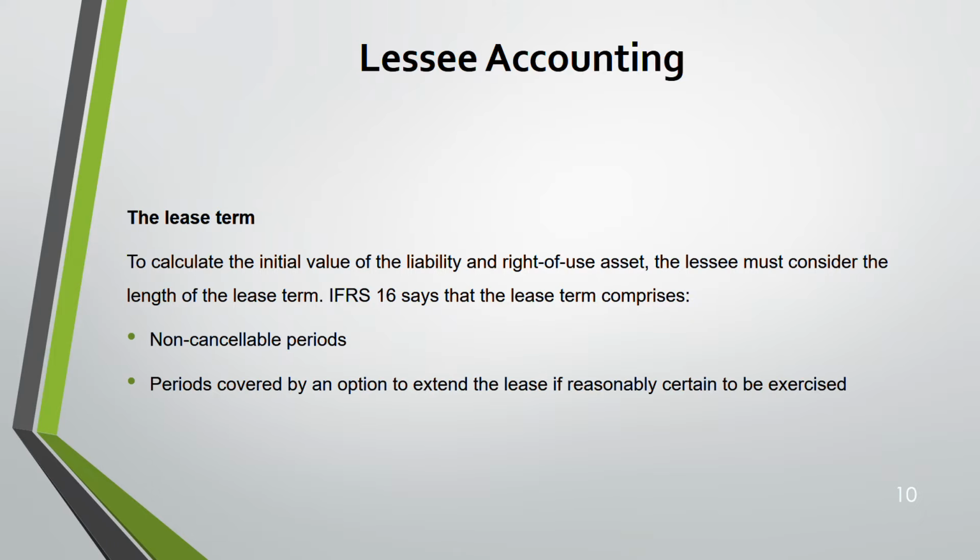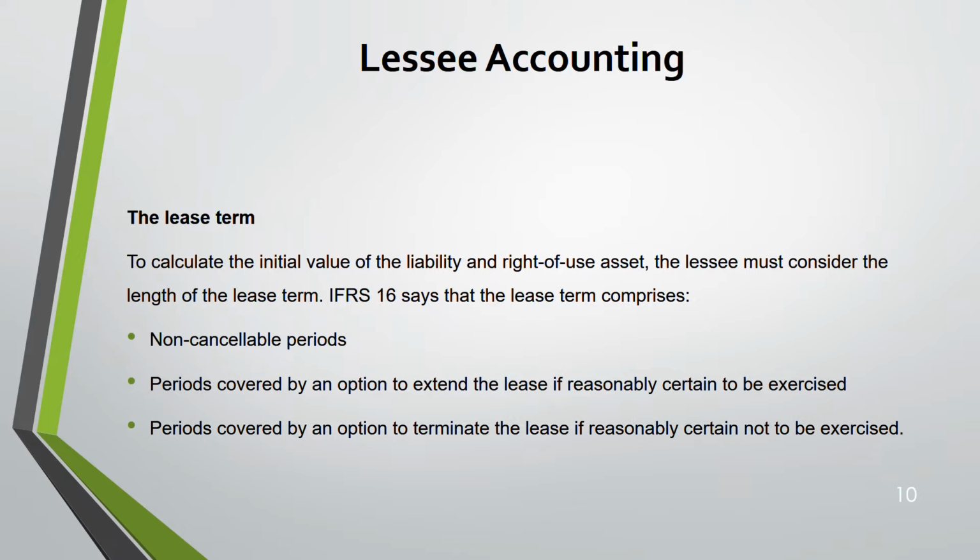Then we have periods covered by an option to extend that lease. Sometimes you have a 5-year lease and an option to extend the lease up to 2 years more. That 2 years you add to the 5 years depending on how certain you are of exercising that option. If you are very certain, you add 5 plus 2, which becomes 7. Then your lease term is 7 years. Third, periods covered by an option to terminate the lease, if reasonably certain not to be exercised. This also comes in. Period to terminate the lease, then you have to reduce it from the lease term.